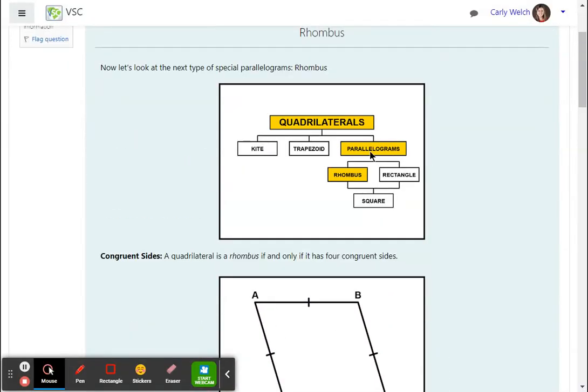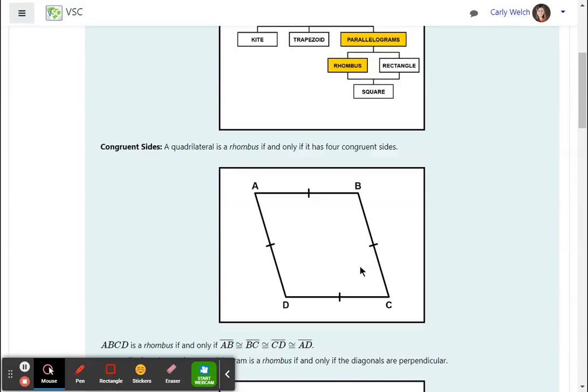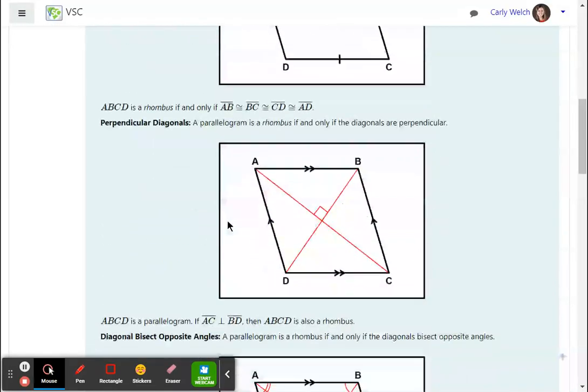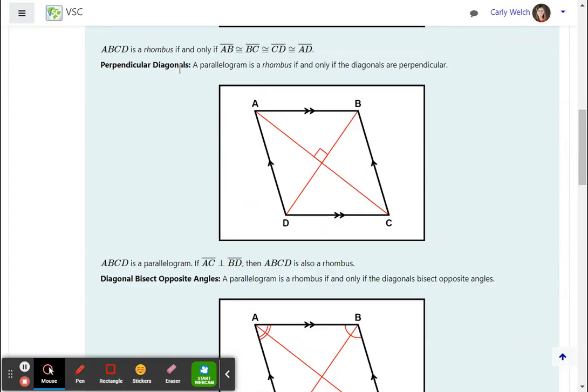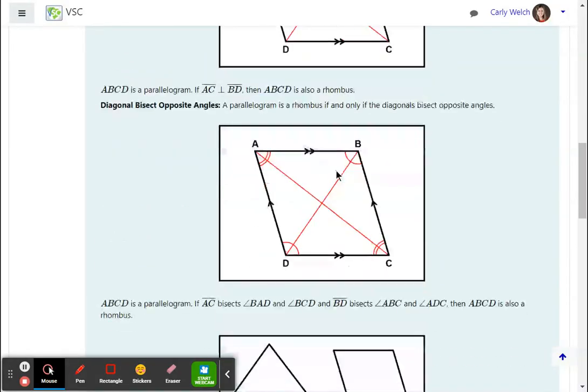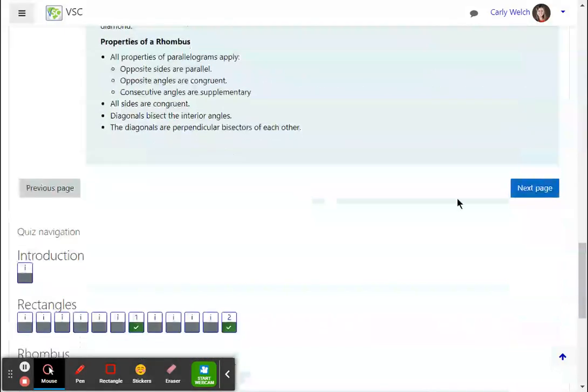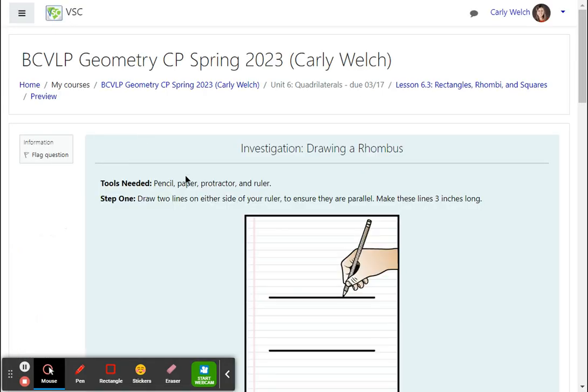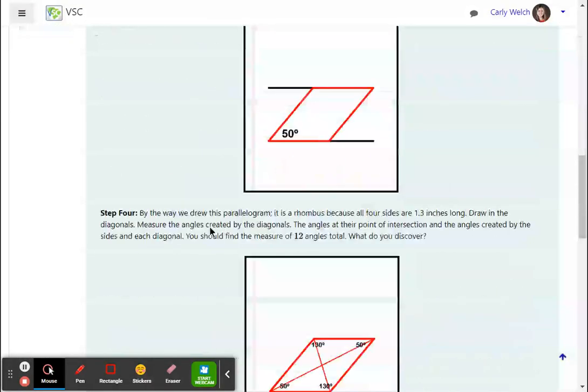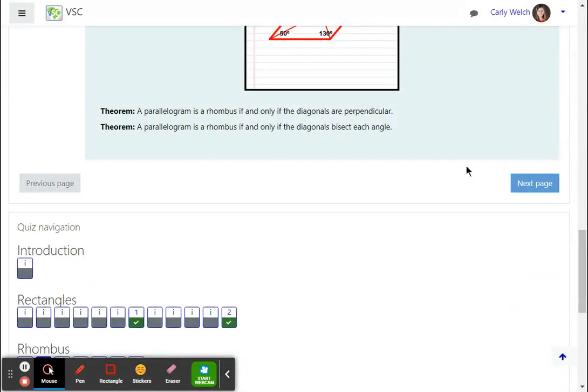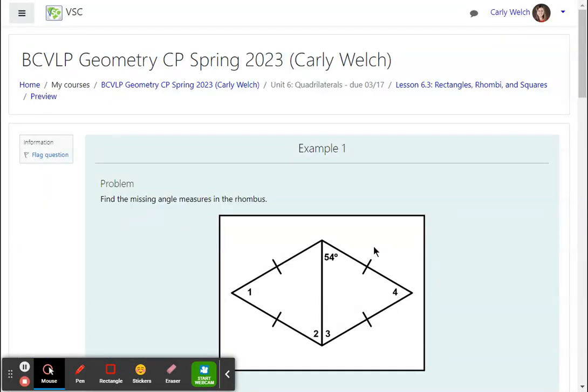Again, it has 4 right angles, so then a quadrilateral is a rhombus if and only if it has 4 congruent sides. And the diagonals are perpendicular, so that means each of the angles in the middle are 90. It also bisects the opposite angles, so it cuts the opposite angles in half. Remember, opposite angles are still congruent. Make sure that you write these properties down and keep them safe to use for future lessons.